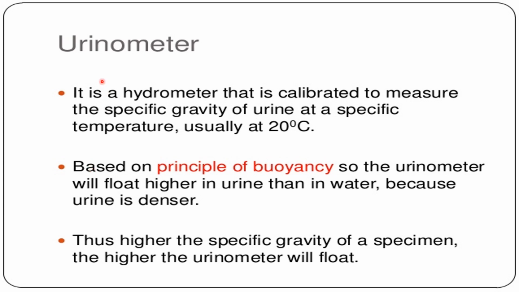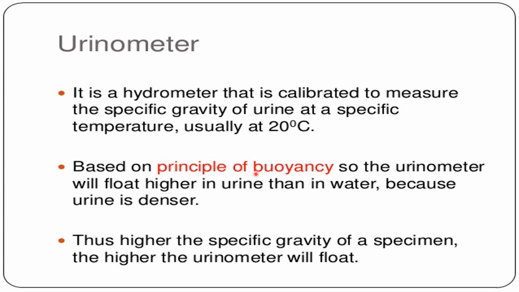The urinometer is a hydrometer. So then another name for urinometer is hydrometer, that is calibrated to measure specific gravity of urine at a specific temperature, which is usually 20 degrees. So if the temperature is more or less than 20 degrees, accordingly the temperature corrections have to be made, and this is very important for all to remember.